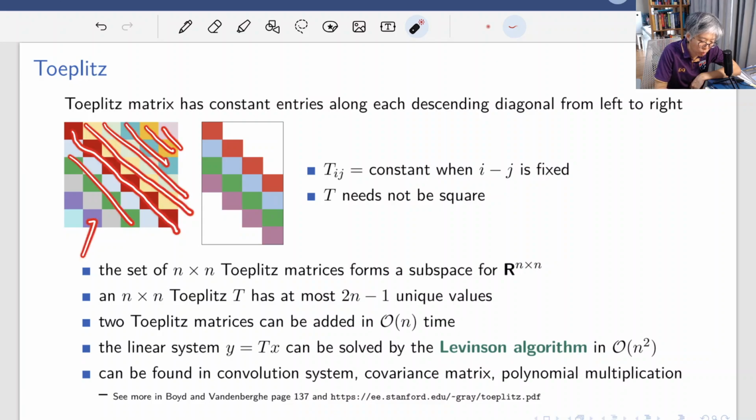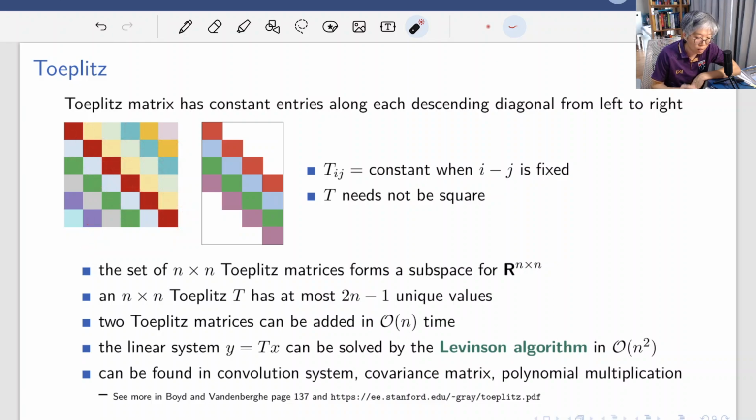Okay, so I use color: the same color means the same value. The Toeplitz matrix doesn't have to be square. You can have a rectangular matrix like this that forms a Toeplitz structure as well.